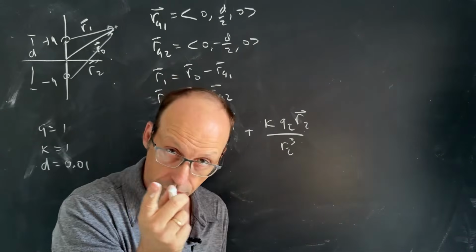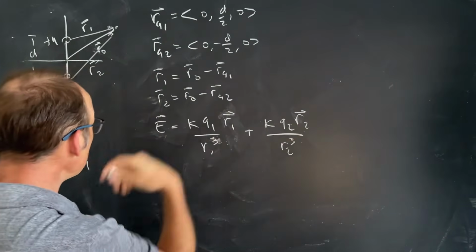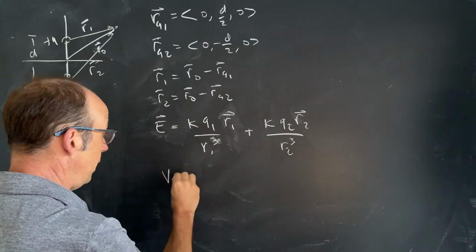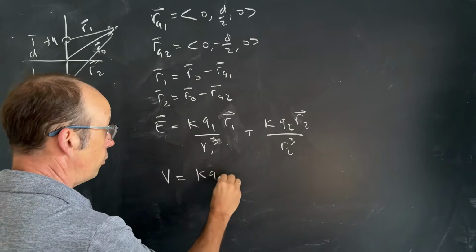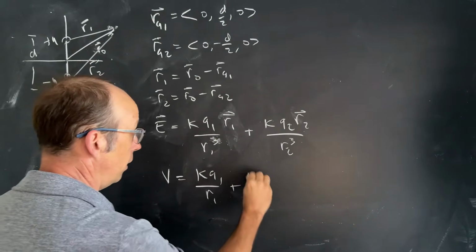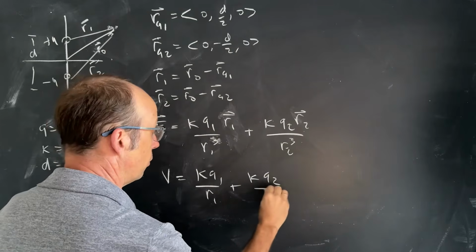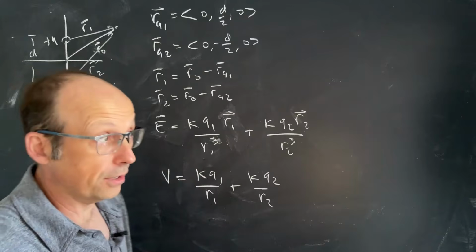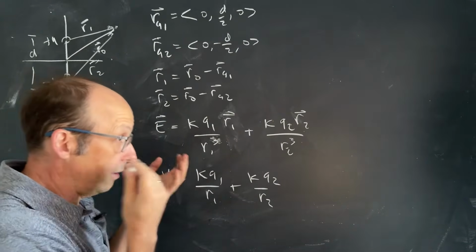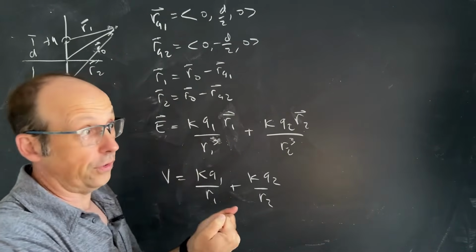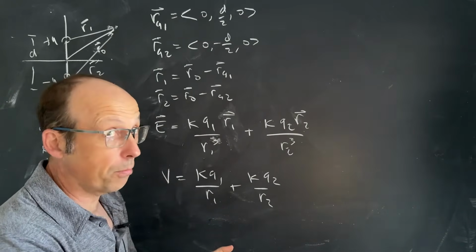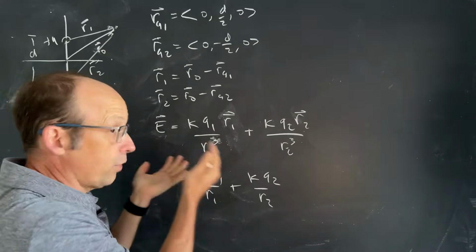Now we're going to have to do something about that in just a second. What if I want to find the electric potential? It's the same thing, right? V is going to be k q1 over r1 plus k q2 over r2. So I'm not doing any approximation. I'm not doing a dipole approximation. I'm just straight out calculating the electric field, straight out calculating the electric potential. If you want to do a dipole approximation, you can do that differently, but this will give us the map that we want.